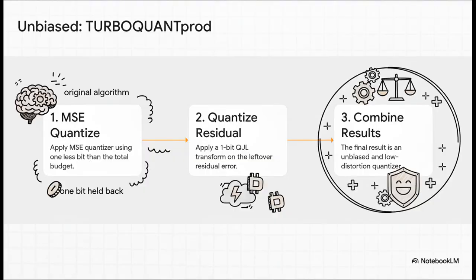So what did they do? They made a second version, TurboQuant Prod, to fix this. And it's so clever. It's a two-step process. First, it runs that original algorithm, but it holds back one bit from its budget. Then, it looks at the tiny little error that's left over, and it uses that final bit to compress just the error itself. When you combine those two things, the bias completely vanishes. It's a really elegant fix.